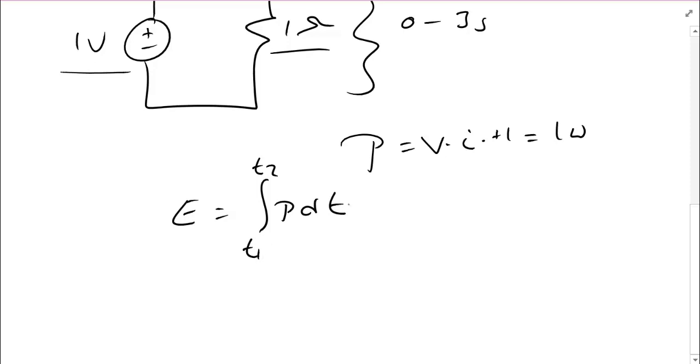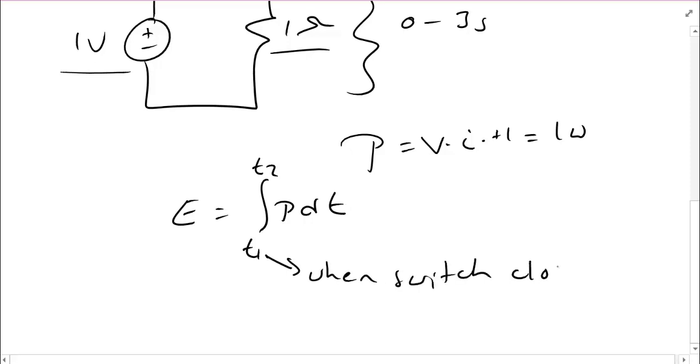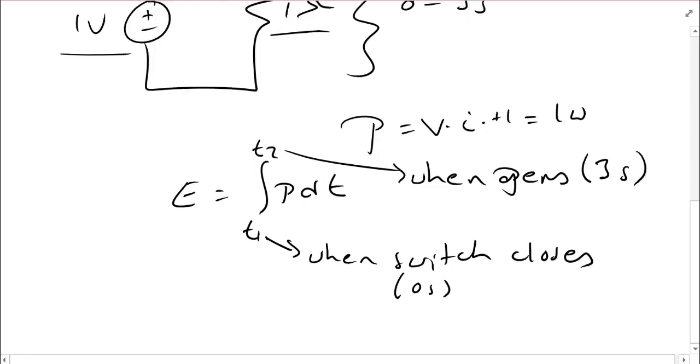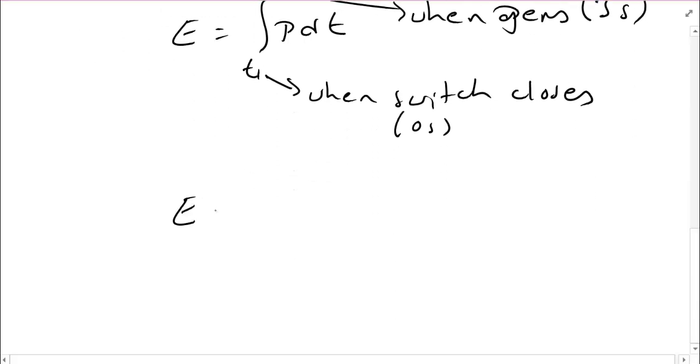And this is where the switch becomes important. T1 is when the switch closes. In our case, it was 0 seconds. T2 is when it opens. In our case, it was 3 seconds. So now we can rewrite this. The energy is the integral from 0 to 3 of 1 watt dt, which is given as 3 joules.